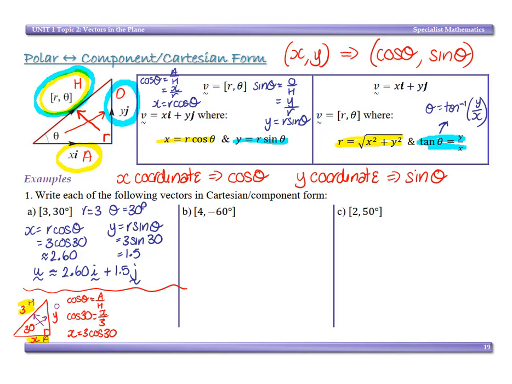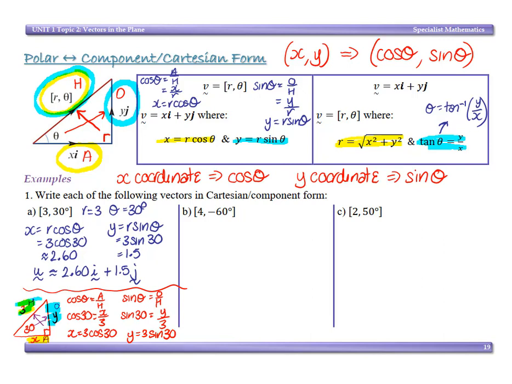Similarly, if we're working out our y, that's opposite an hypotenuse. So it's sine theta is opposite over hypotenuse. Sine 30 is y over 3. So y is 3 sine of 30.